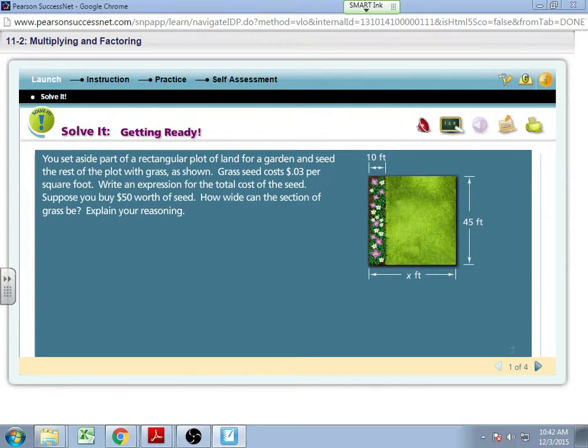X minus 10 times 45. Yeah, if we take the whole length, x minus 10, and then multiply that by our 45, there's our length times our width. Now, that will still have to be multiplied by something to find cost, but we'll leave that for a second. So if I just have this x minus 10 times 45, what do I need to do with that? We always want to simplify things if possible.